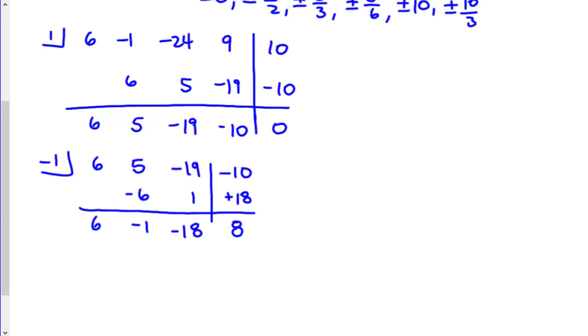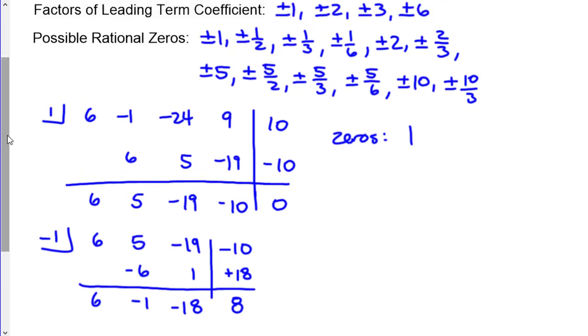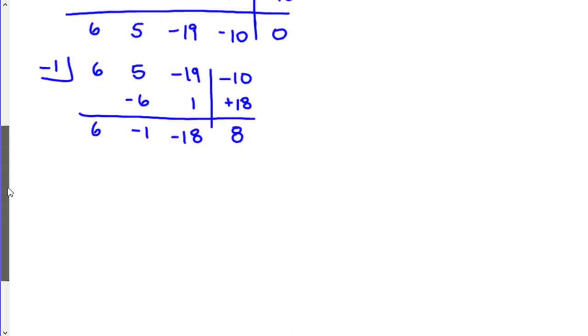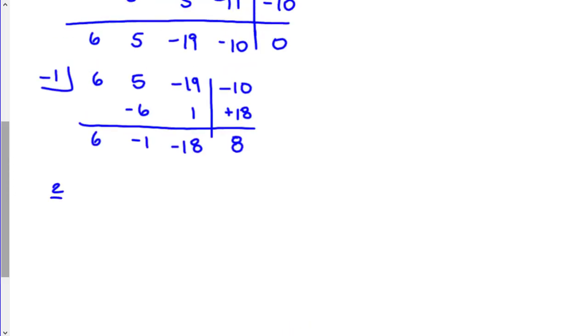And I tell you what, let me write in the zeros I have so far. Positive 1 is a 0. All right, so in my list, the next one to try is a half. But like I said, I'm just going to try all the integers first, and then I'll deal with the fractions later on. So I'm just going to try positive 2 into these coefficients.